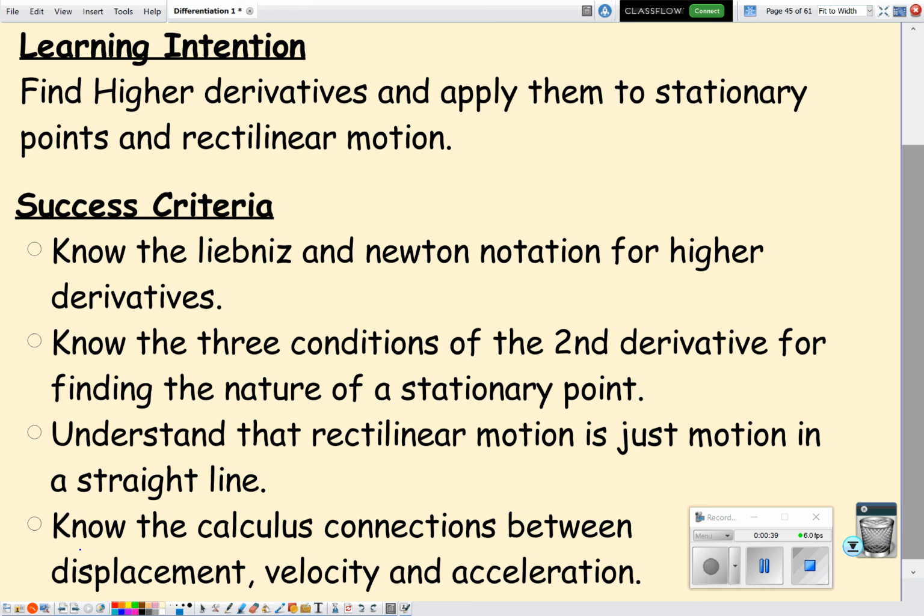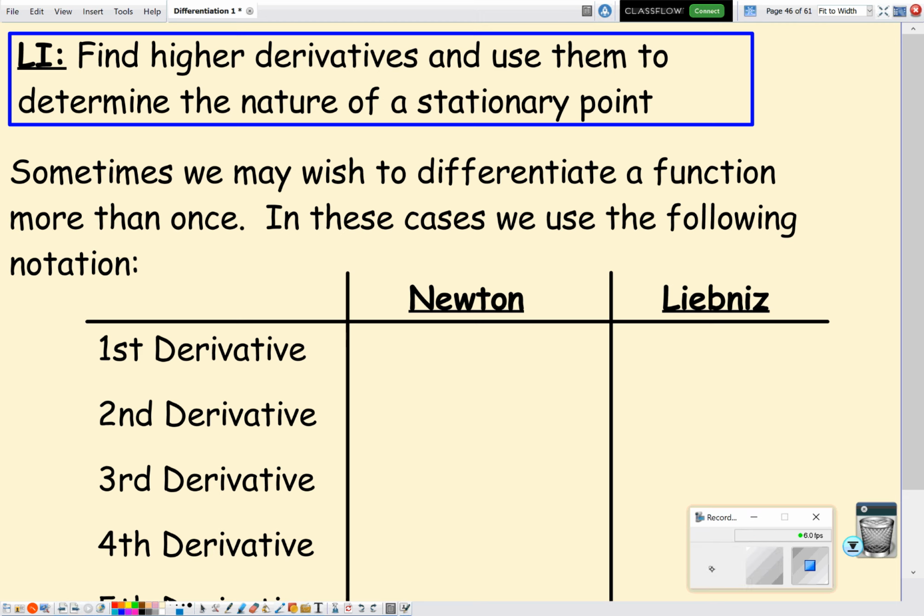We're going to look at rectilinear motion and what it is, that it's just motion in a straight line, and look at the calculus connections between displacement, velocity, and acceleration. So, for the first part, we're going to take a wee look at the notation for higher derivatives.